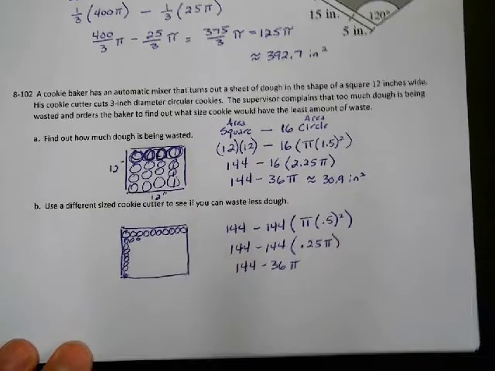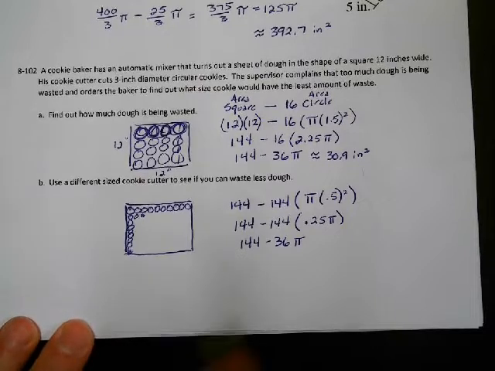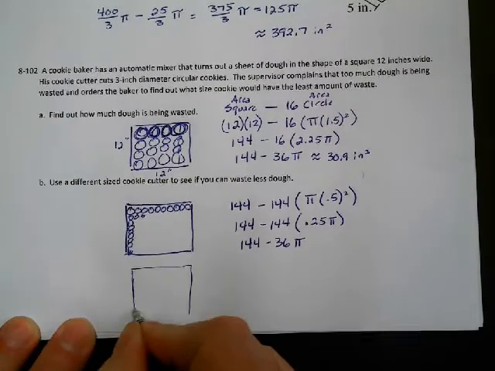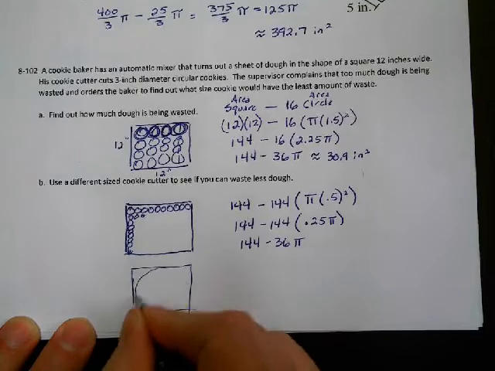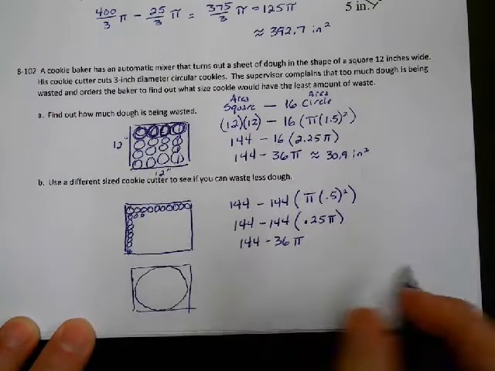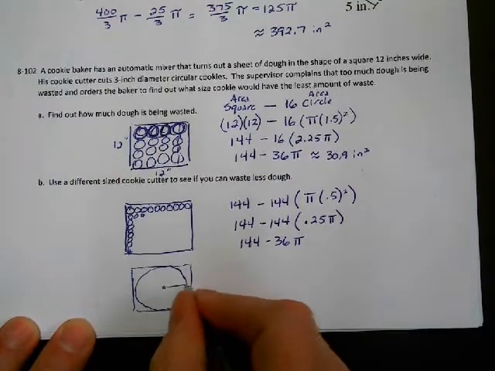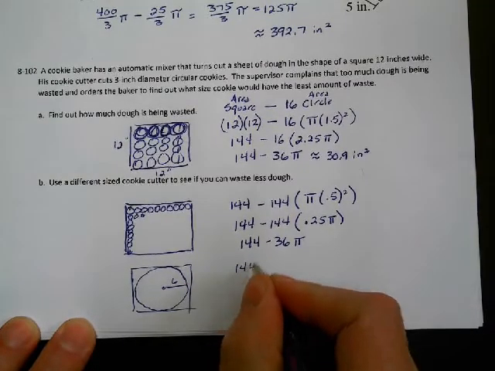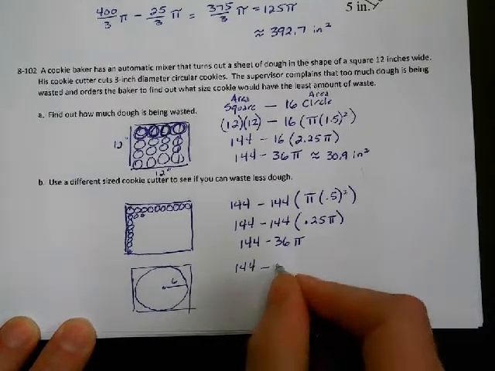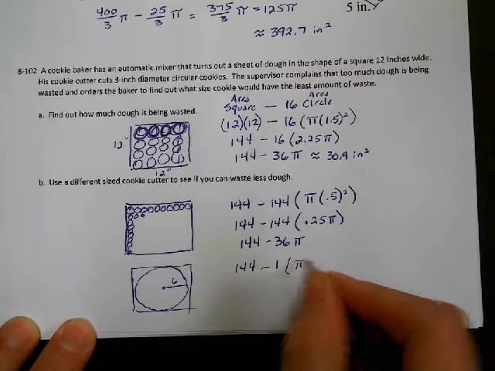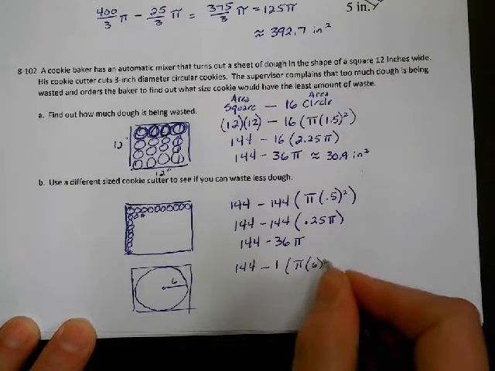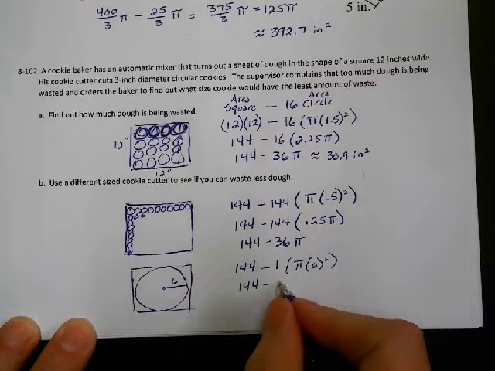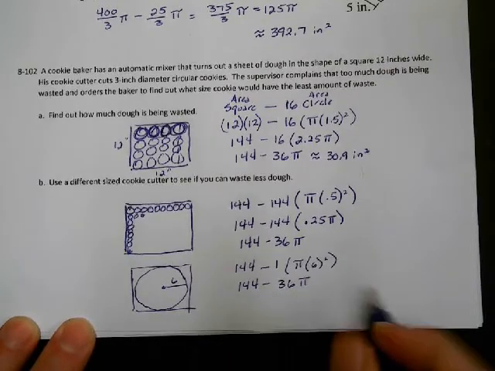So will every number give us the same amount of waste? Well, let's try one more. Let's say we just did one big cookie, just a monster cookie there. So the monster cookie would have a 6-inch diameter. So this would be 144 minus 1 cookie, that is pi times r squared, 6 squared. So this is 144, 6 squared is 36. Yep, even if I had one monster cookie, I still have the same waste of 30.9.